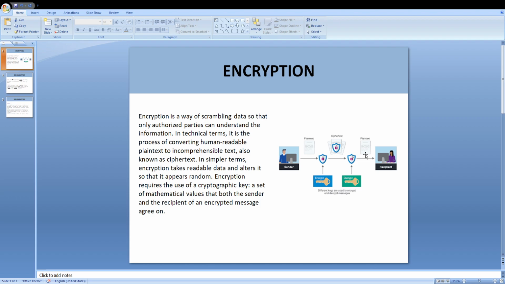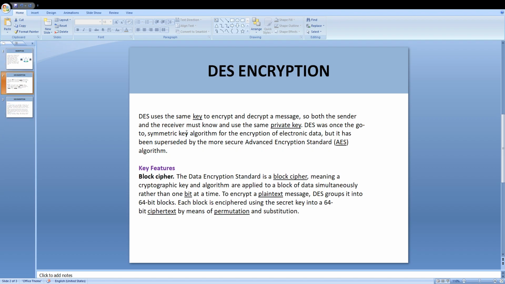Normally, a cryptographic key is a set of mathematical values that both the sender and the recipient of the encrypted message have agreed upon. Now, if we talk about DES encryption, DES uses the same key to encrypt and decrypt a message, so both the sender and the receiver must know and use the same private key. So here is the concept of a private key.